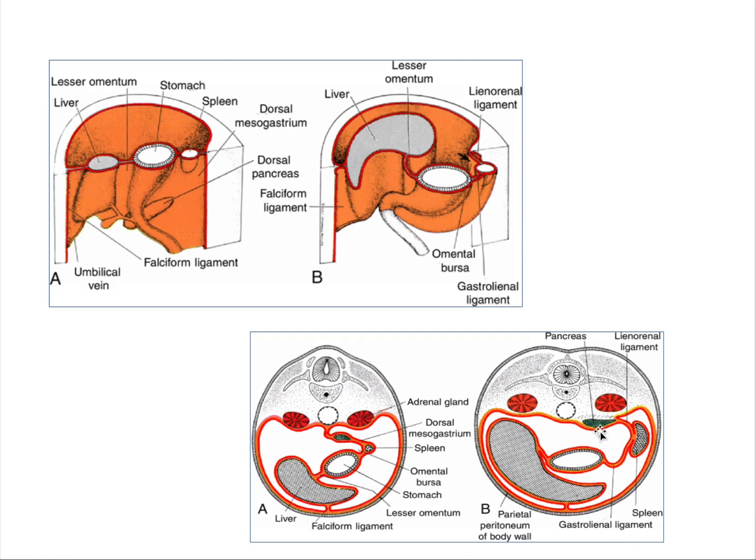This also determines the final position of the pancreas. Initially, the pancreas grows into the dorsal mesoduodenum, but with the rotation and lengthening of the dorsal mesogastrium and fusion with the dorsal body wall, the organ changes from an anterior peritoneal place to a retroperitoneal position. And for this reason, pancreas can be called a secondary retroperitoneal organ.